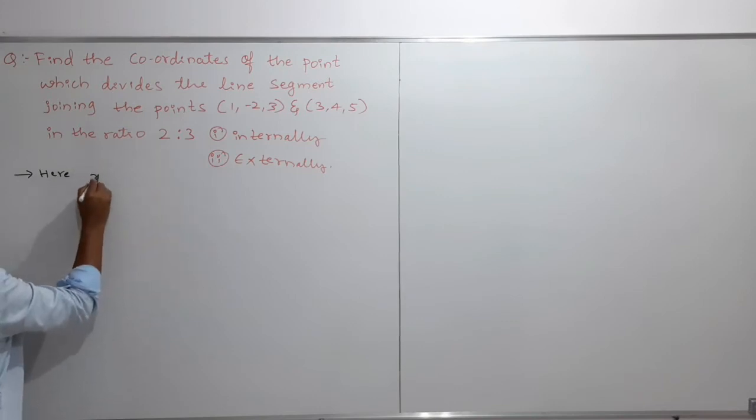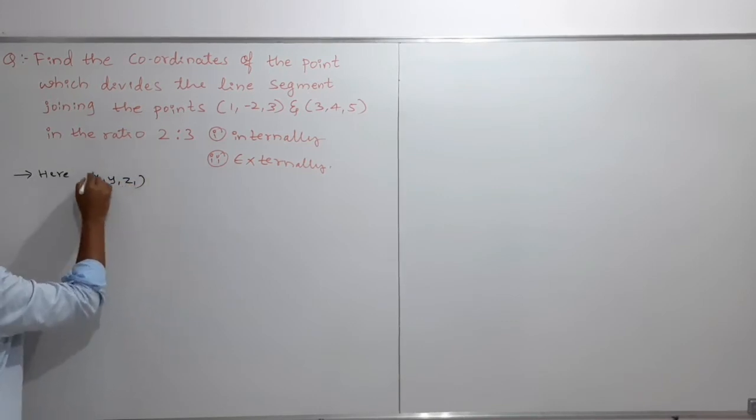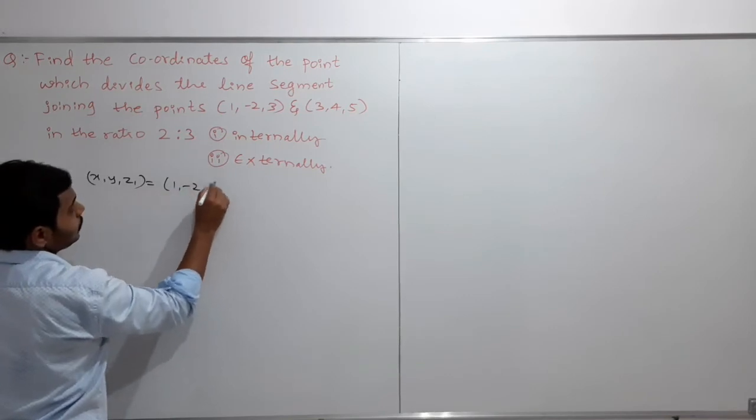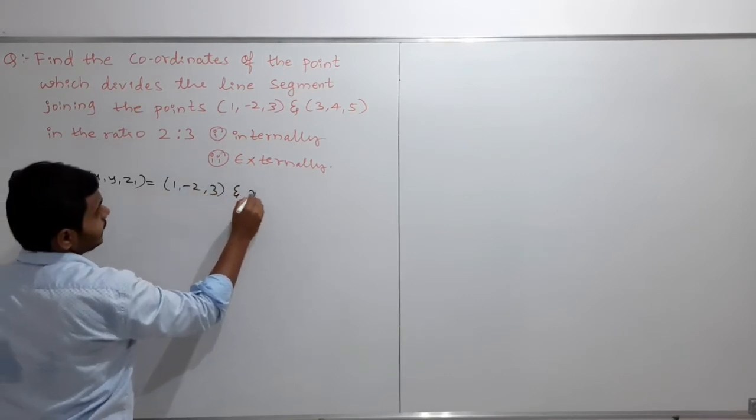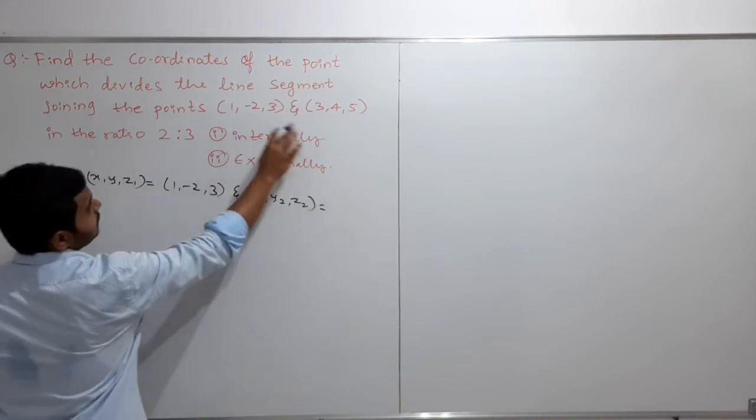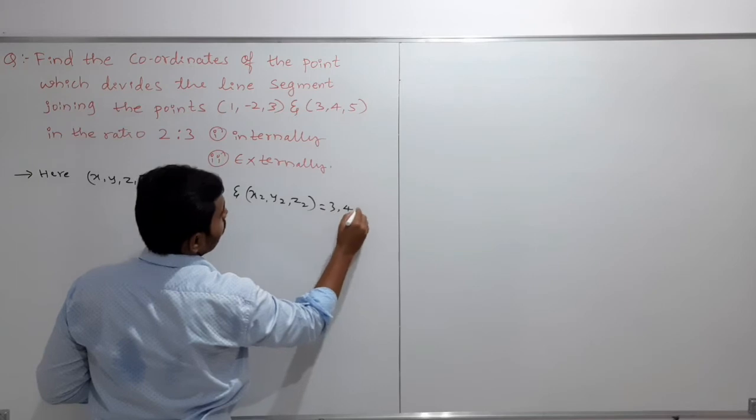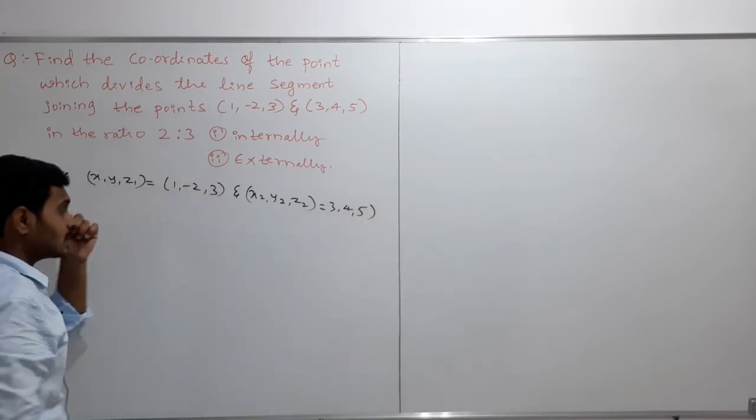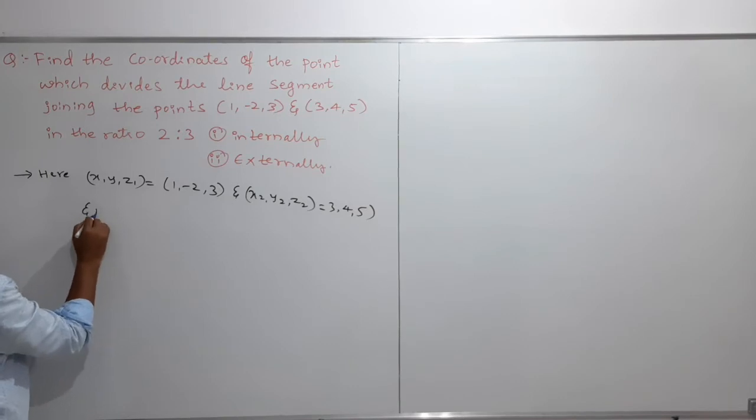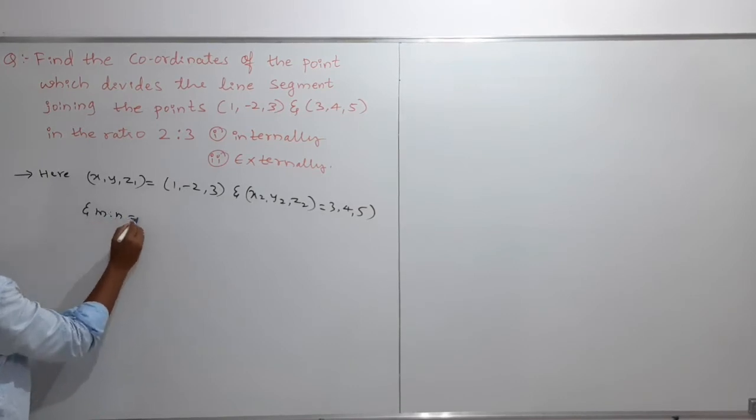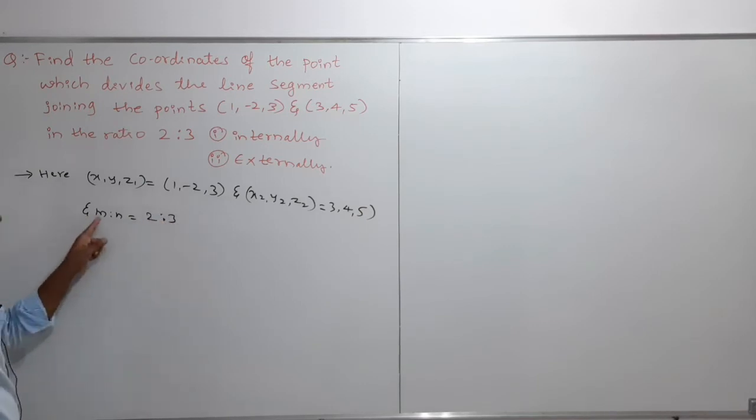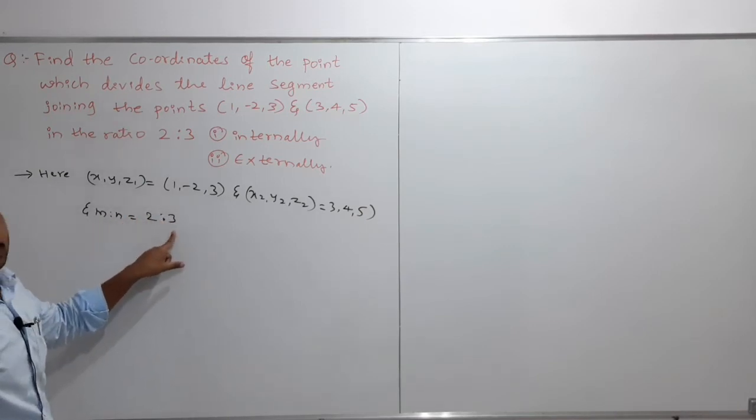Let us take x1, y1, z1 as 1, minus 2, 3, and x2, y2, z2 as the point 3, 4, 5. Now, in the ratio m:n, what is the ratio here? It is 2:3. It means m is equal to 2 and n is equal to 3.